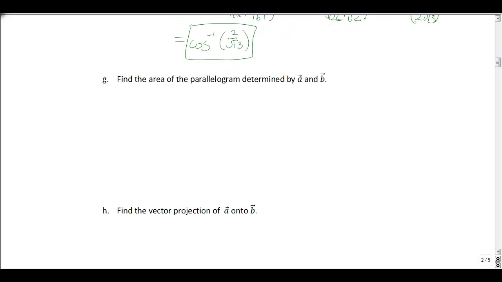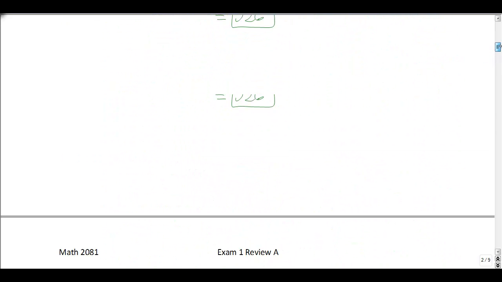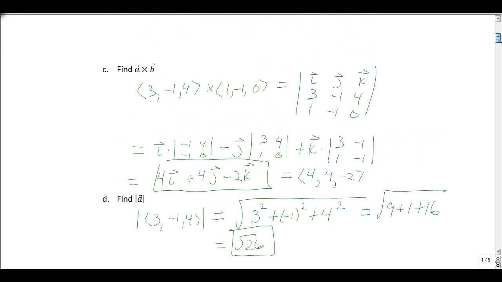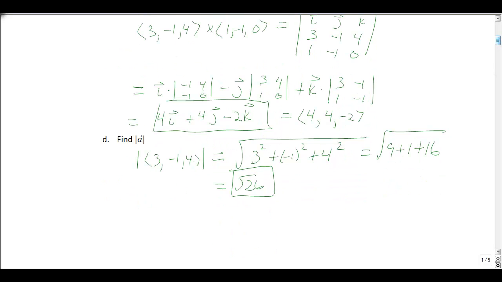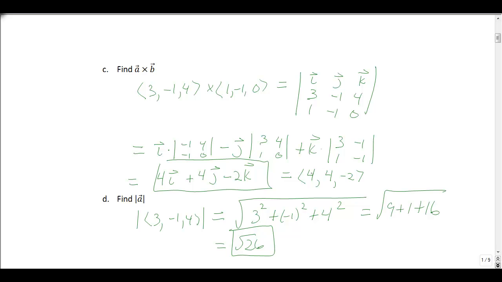Okay. Now we want to find the area of the parallelogram determined by A and B. So we've got a parallelogram, A, B. We want to find the area. That area, one way to calculate that is you take A cross B and you find the magnitude of A cross B. So we could go back through our calculation for A cross B. We could just redo that. In this case, I'm just going to copy that over. So A cross B, so this one here, it's 4, 4, negative 2.